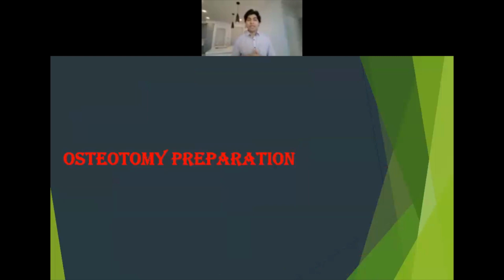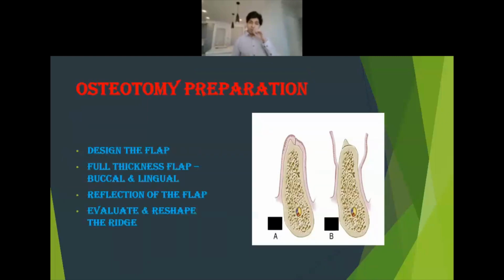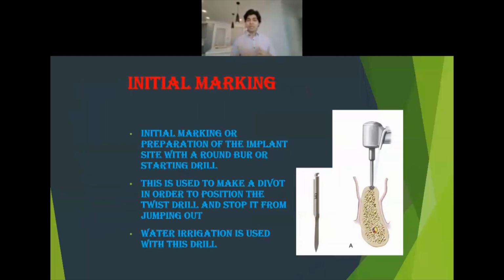So now let's see the osteotomy preparation. The steps will be: you have to design the flap, then reflect the full thickness flap, and if you need to reshape or adjust the alveolar ridge, you can do so. The next step will be the initial marking drill. The initial marking is prepared with the round bur. This is used to make a divot in order to position the twist drill and stop it from jumping out.